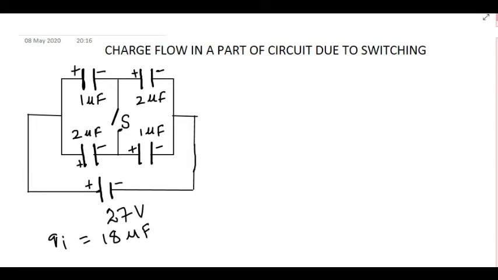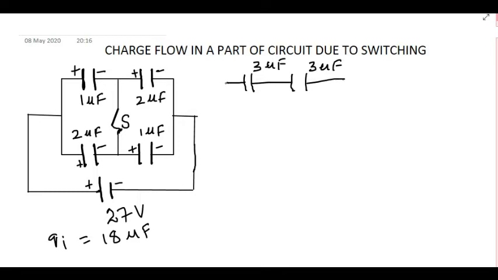As the switch is closed, how does it look? The circuit will look like this: the 1 microfarad and the lower 2 microfarad will now be in parallel. We know that in parallel, capacitors are added directly. So we have 1 plus 2, which becomes 3 microfarad, and a similar case happens for the next. There is 2 microfarad and 1 microfarad in the lower portion, which will give you 3 microfarad.